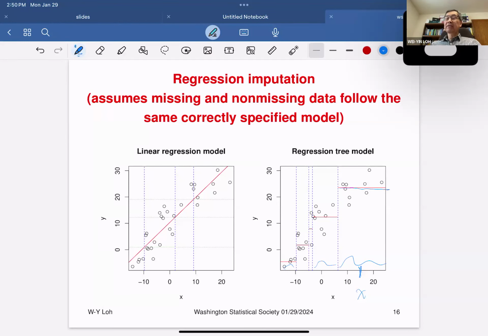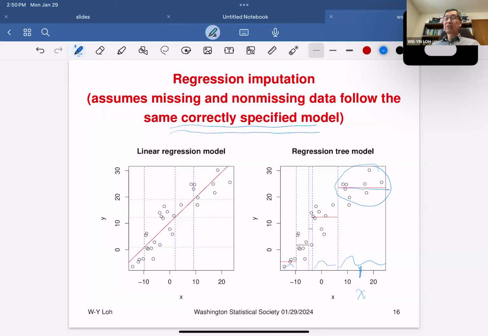Or I can do hot deck by randomly selecting one of these points, right? So one advantage of this regression tree model is that it overcomes this critical assumption that the model is correctly specified, because there's asymptotic theory that says regression tree models are asymptotically consistent regardless of the shape of the regression line, the true function.